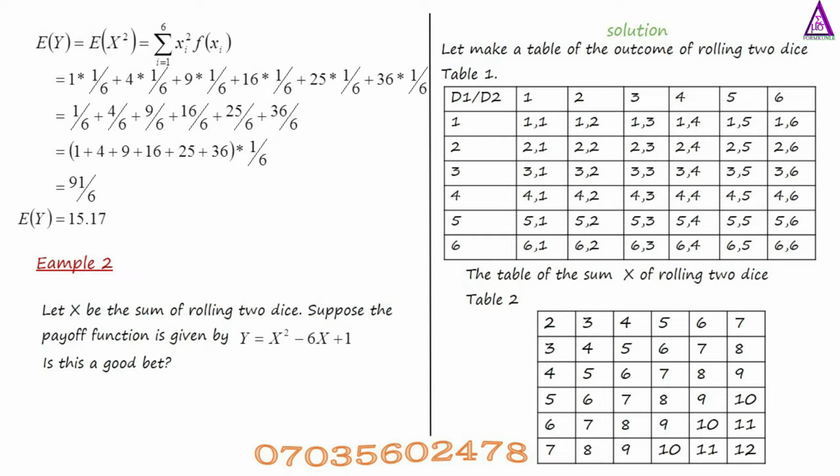Example 2. Let X be the sum of rolling two dice. Suppose the payoff function is given by Y equal to X squared minus 6X plus 1.